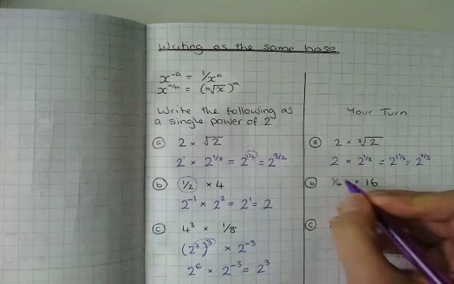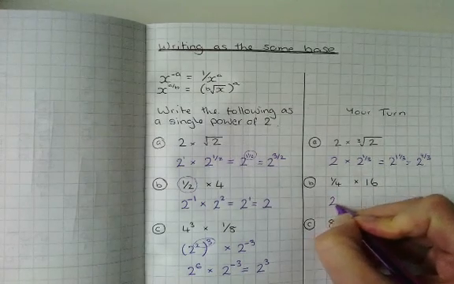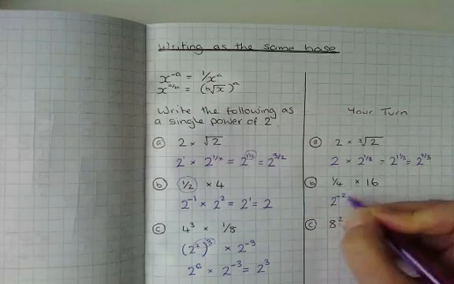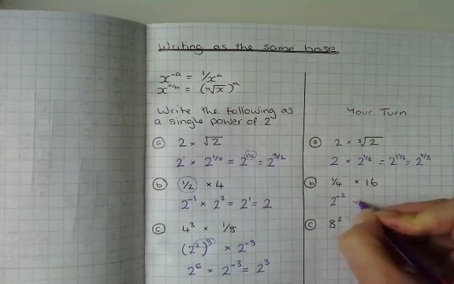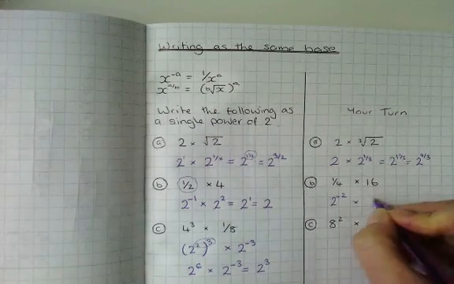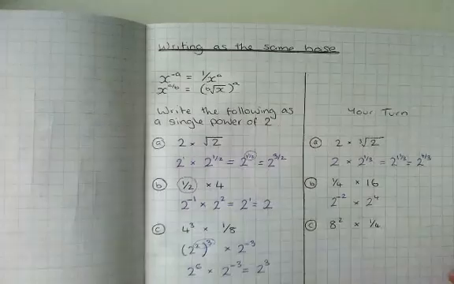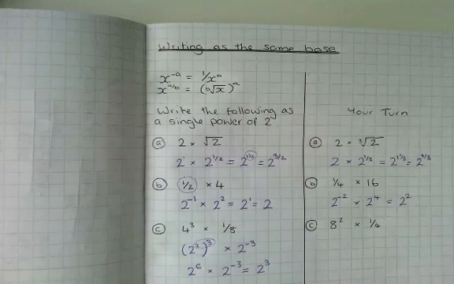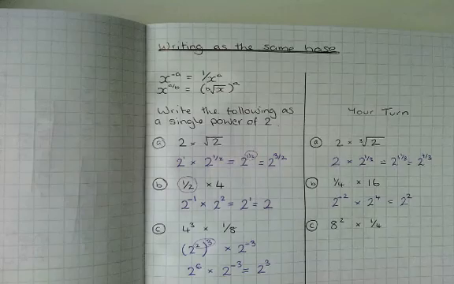The next one, so that's 2 to the power of -2, because 2 squared is 4, times by, well, 16 is 2 to the power of 4. Add my powers, and that's just 2 squared.